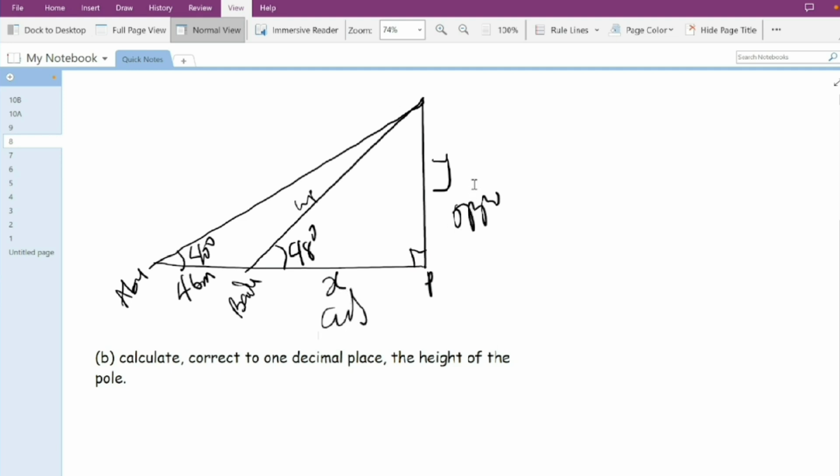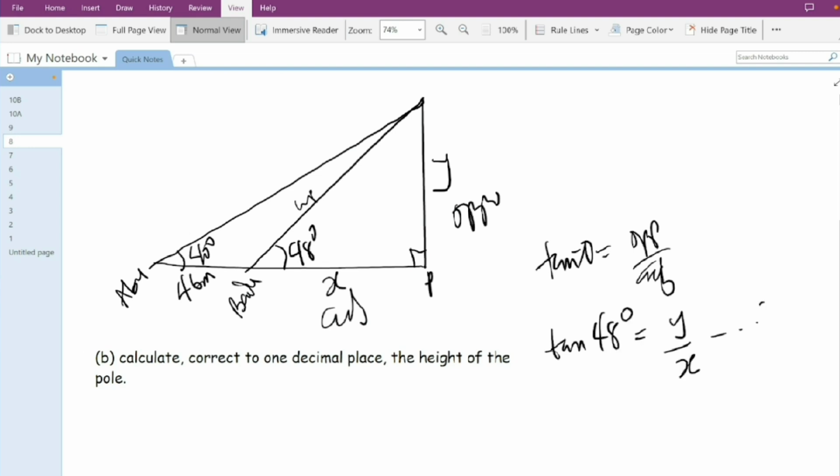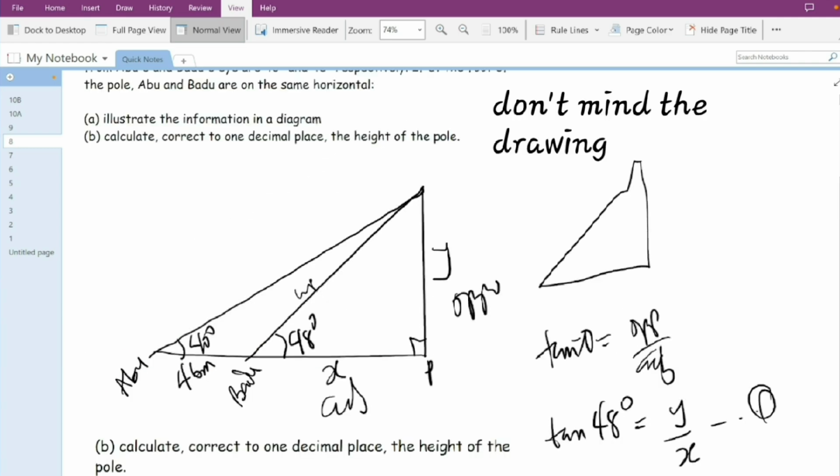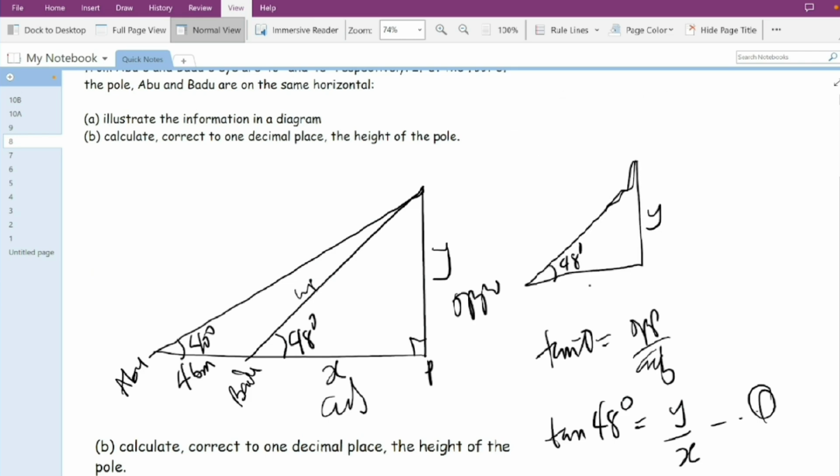We're using the adjacent and the opposite, although both are unknown, to create our first equation. So we have opposite and adjacent, and the only ratio that has the opposite and the adjacent together is tan theta. So we have tan theta equals opposite over adjacent. That means tan 48 degrees equals, our opposite is y and our adjacent is x. This is our first equation, which is derived from the smaller right angle triangle. This is 48 degrees, this is y, and this is x.